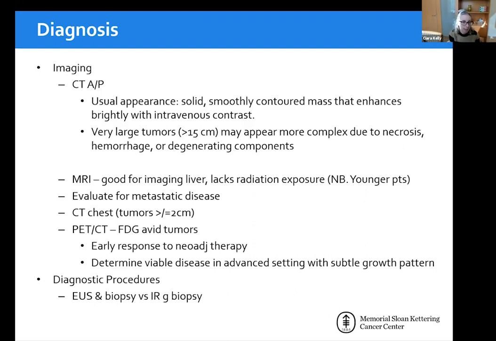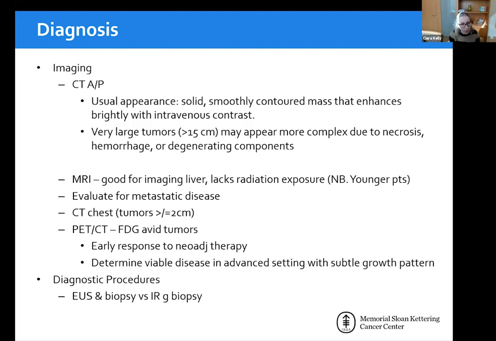And then PET-CT, you may have heard of. This has a special role in terms of when we're considering using medical treatments such as Imatinib before a surgery, and we're looking to use a PET to see if we can determine if there's early response to treatment. And also in the advanced setting, when we're seeing maybe features on a CT or MRI that are ambiguous, and we want to characterize these further and determine if there's viable disease or subtle growth occurring, that's when we will also consider using a PET-CT.